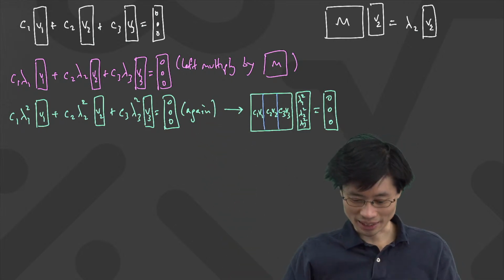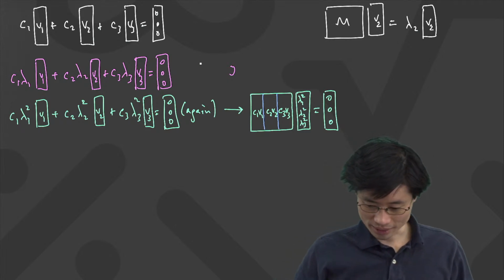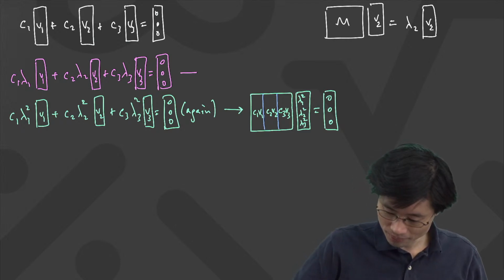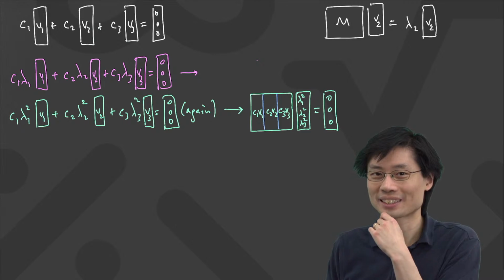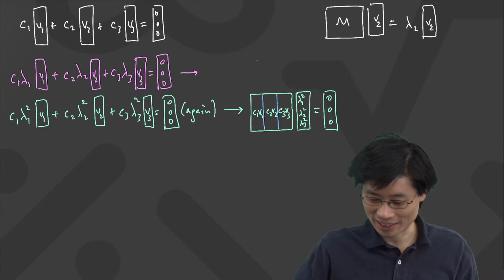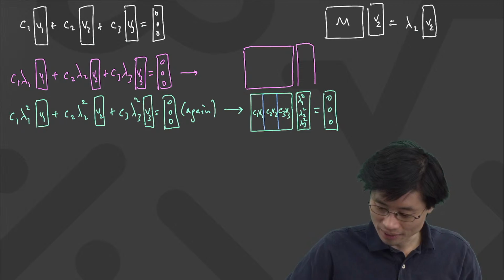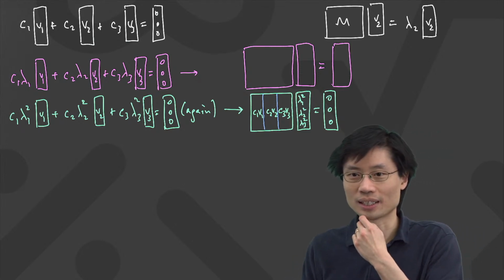I want to do that for the second one too. Now I'm going to clear out some space. Well, the second one, I can also write something. Can someone help me out? What would the second one give me if I wanted to write it as a big square thing times a column thing equals another column thing? I want to see if people are following. What can I do here?